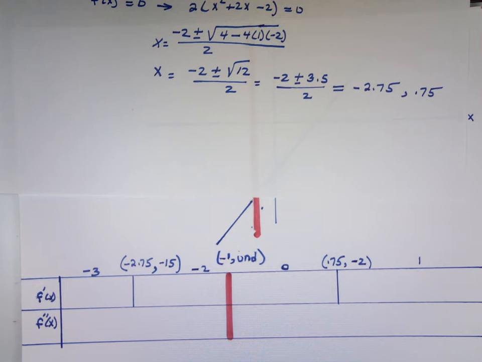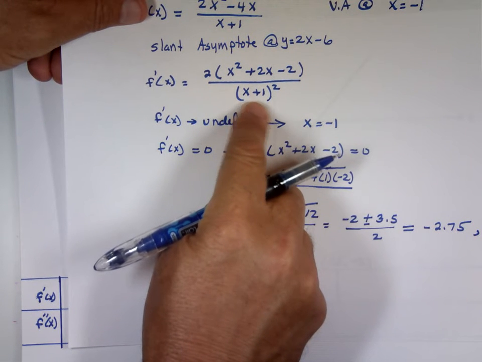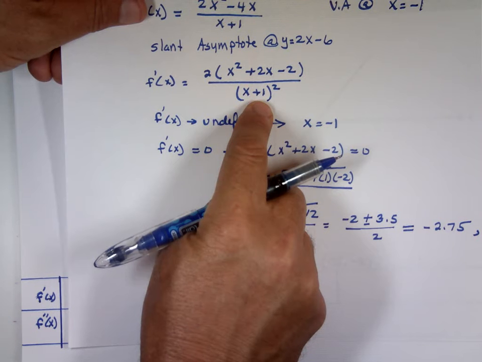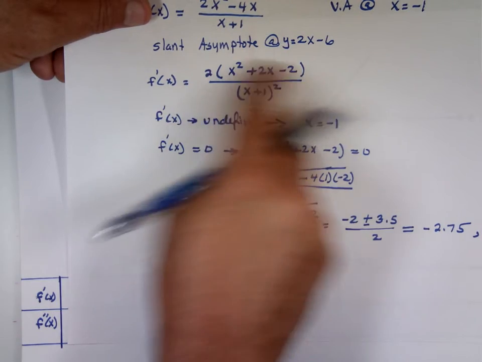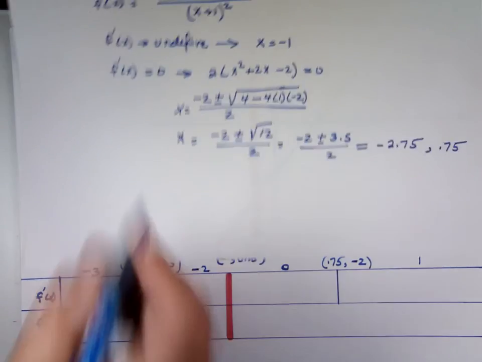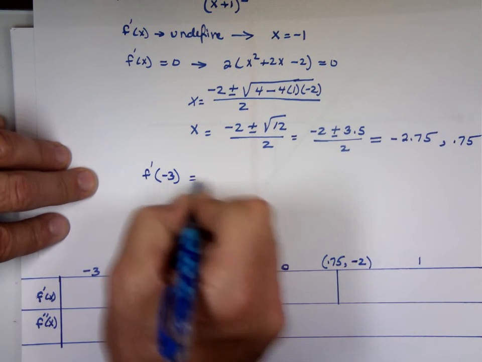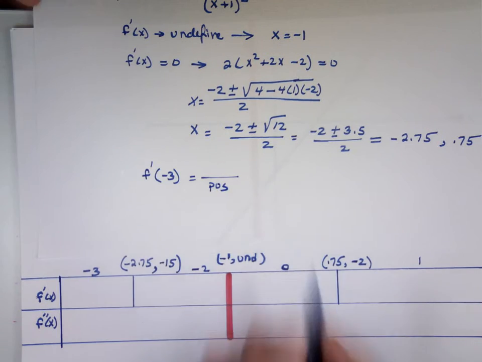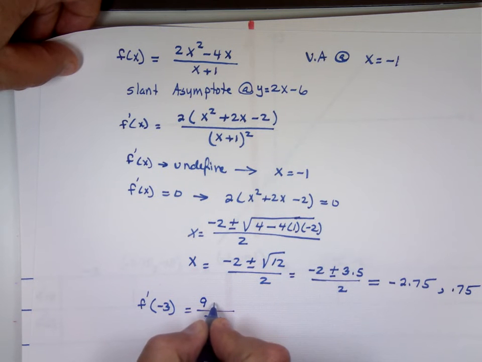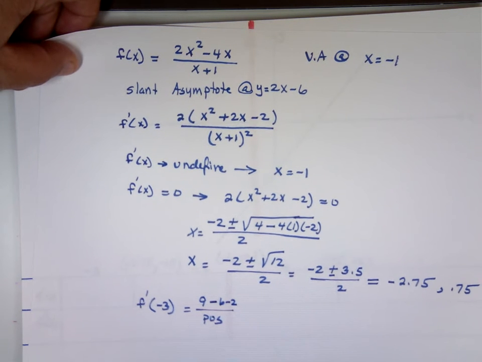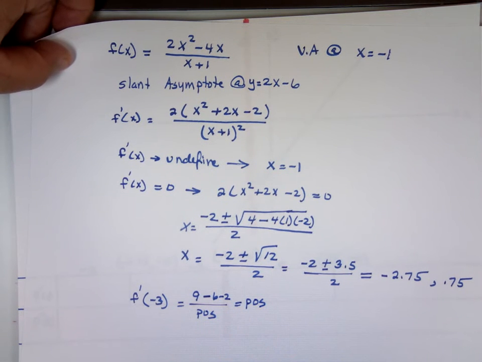Here's the good news about the derivative. Notice the bottom here is what? Positive, because you square it. So I don't have to waste my time on that one. The 2 is positive. I don't have to worry about that one. So what's f prime of negative 3? I know the bottom is positive. What about the top? That would be a 9 minus 6 minus 2. Positive or negative? It's positive, right? So it's increasing.